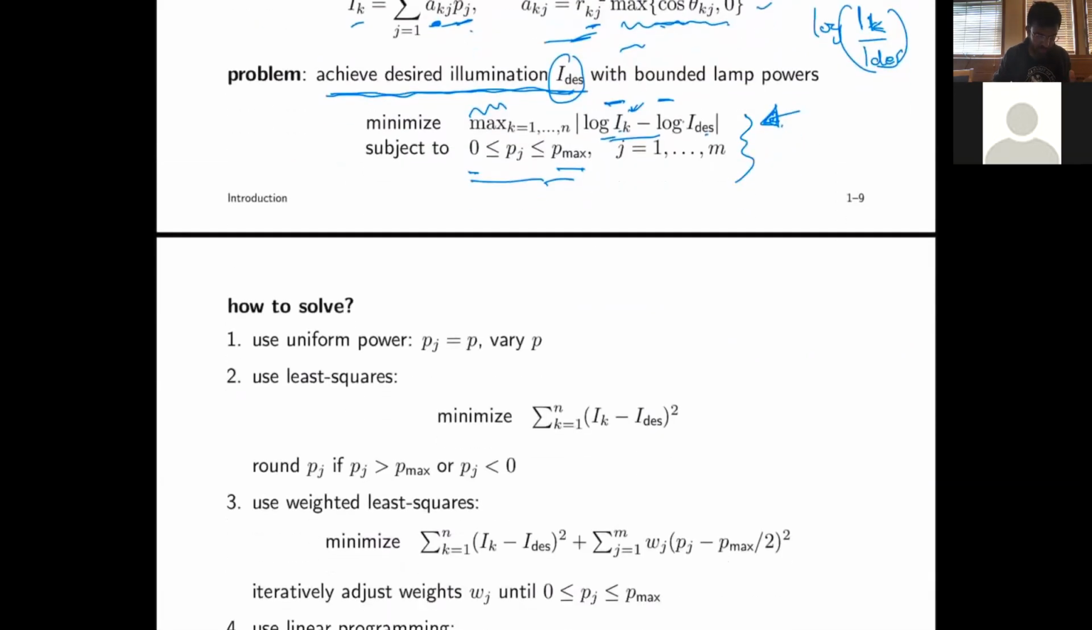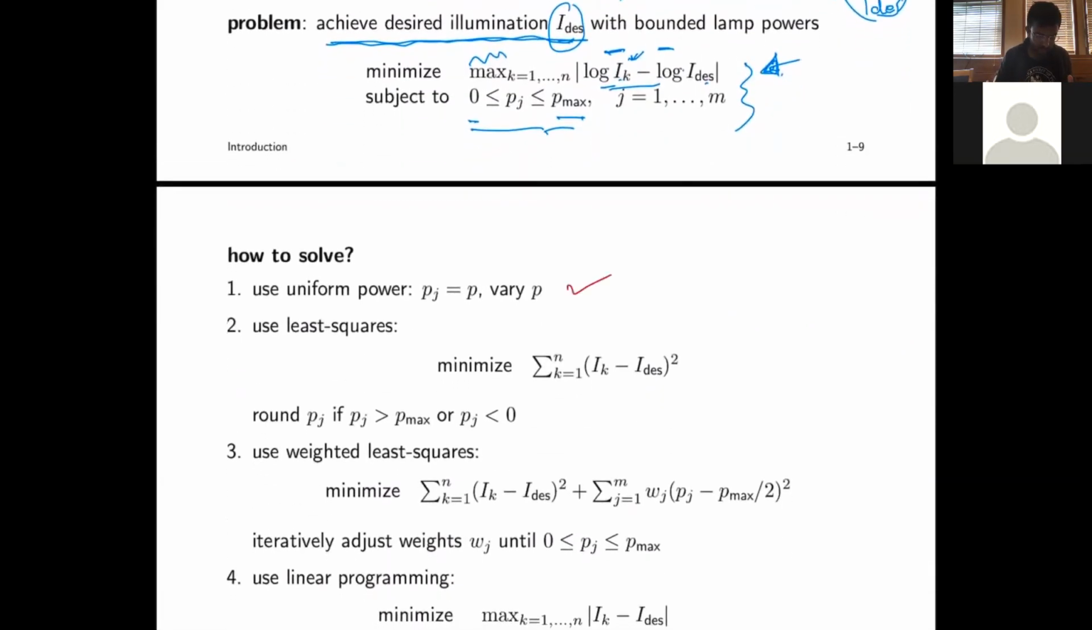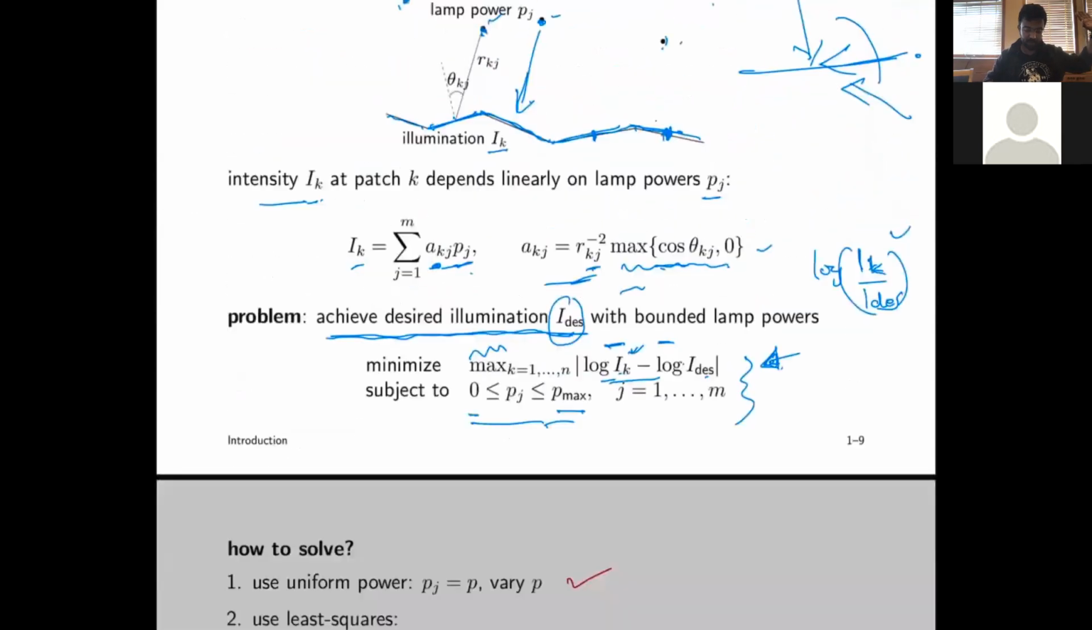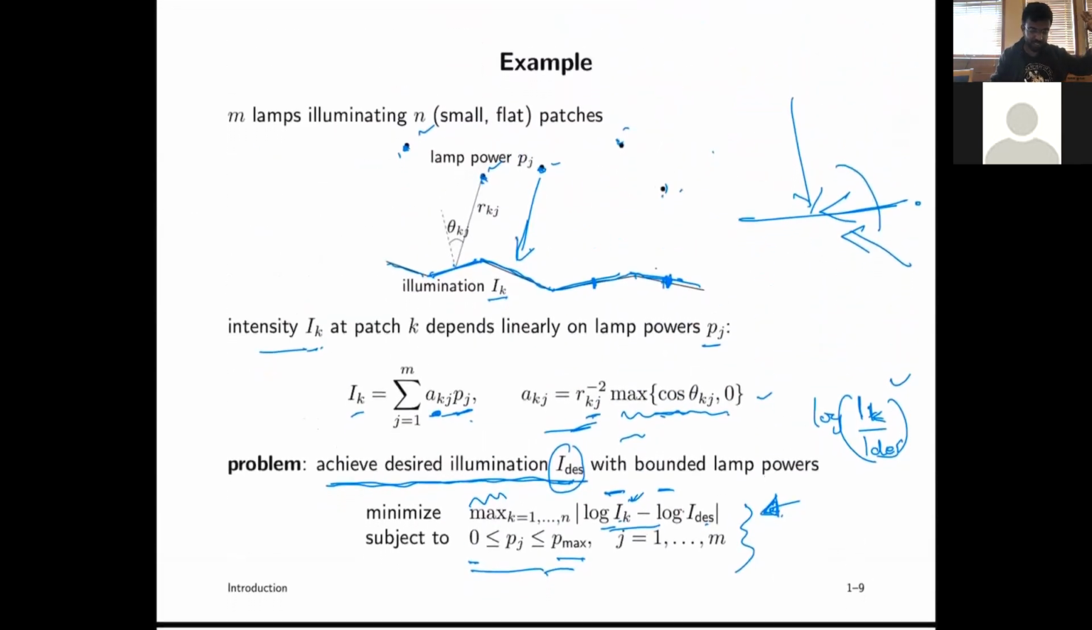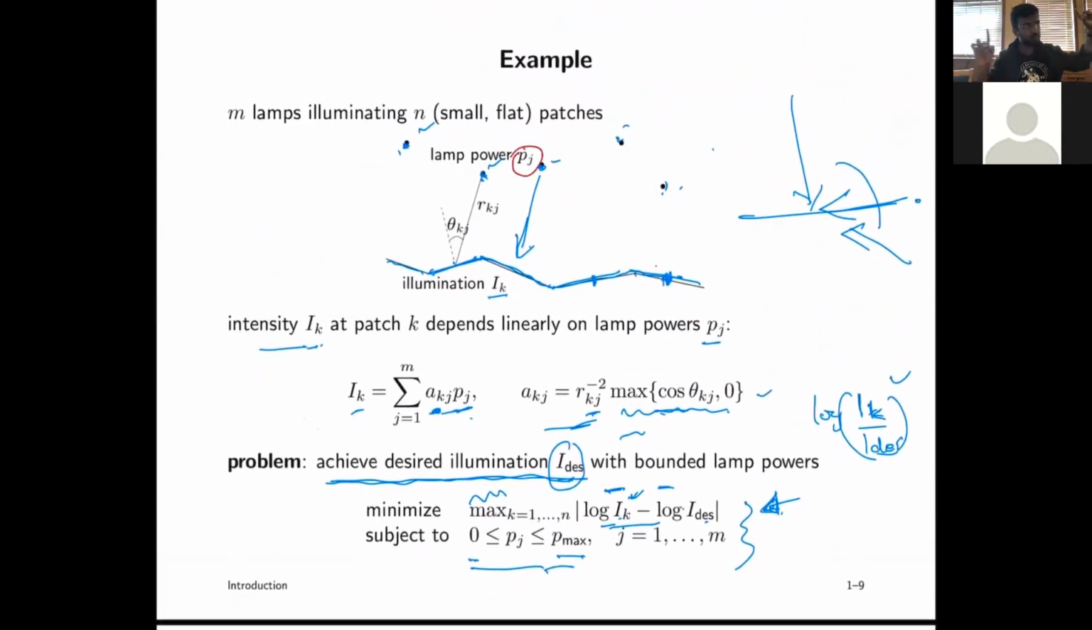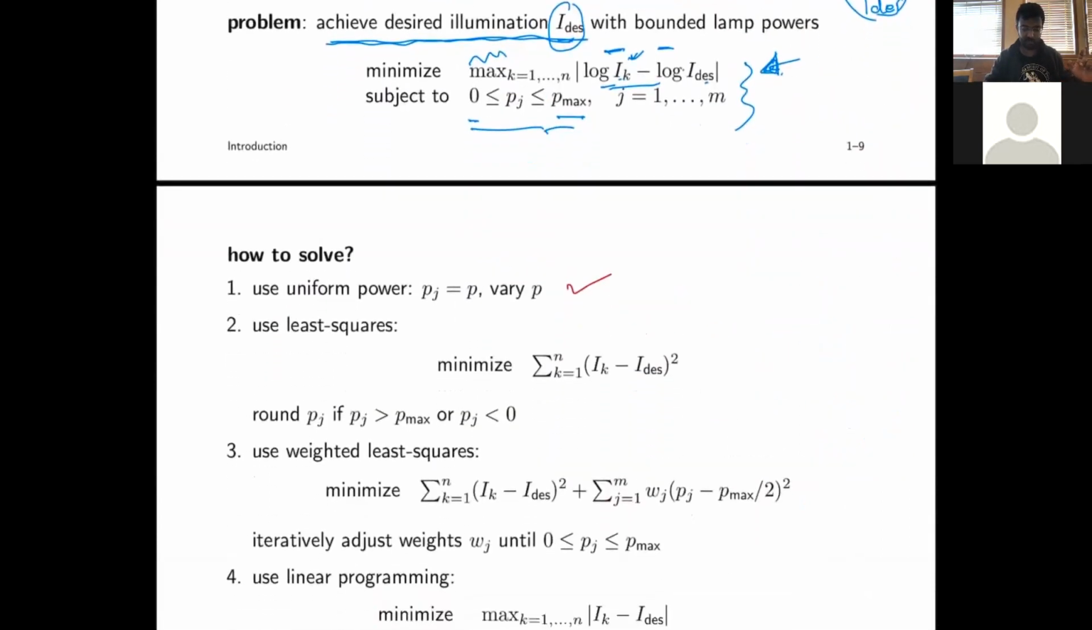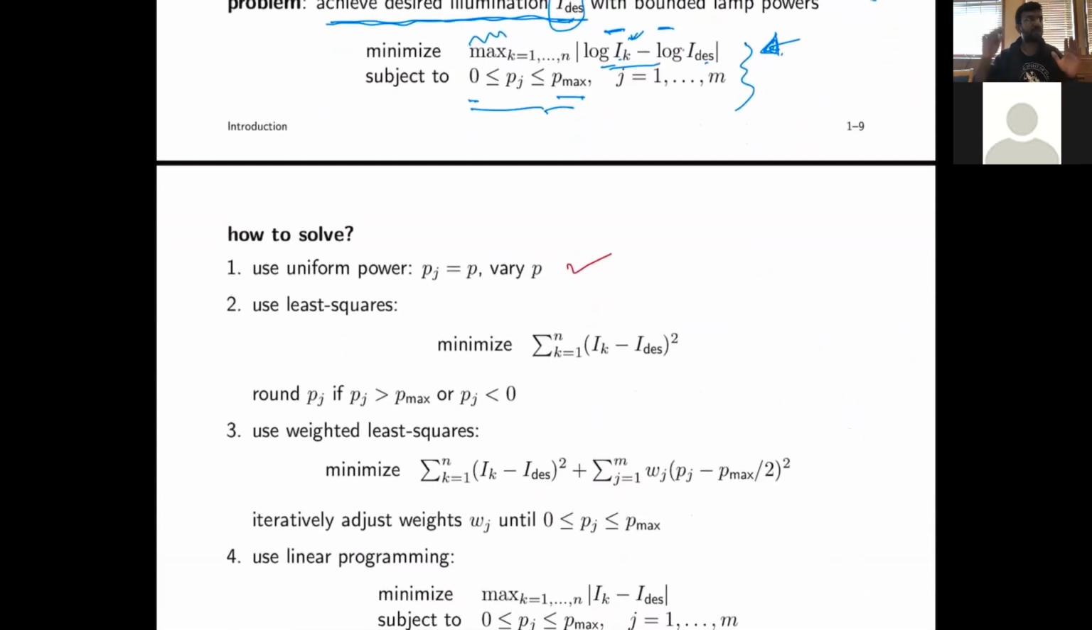So how to solve this? One very obvious way: assume that all the lamps have equal power. Usually in this problem we are not saying that. We are saying Pj, meaning P1, P2, P3 like that, so all the lamps have different power. But now we are relaxing it. We are making the problem simple and assuming that all the lamps have one particular switch and you can vary that to change the power. Everything has the same power.